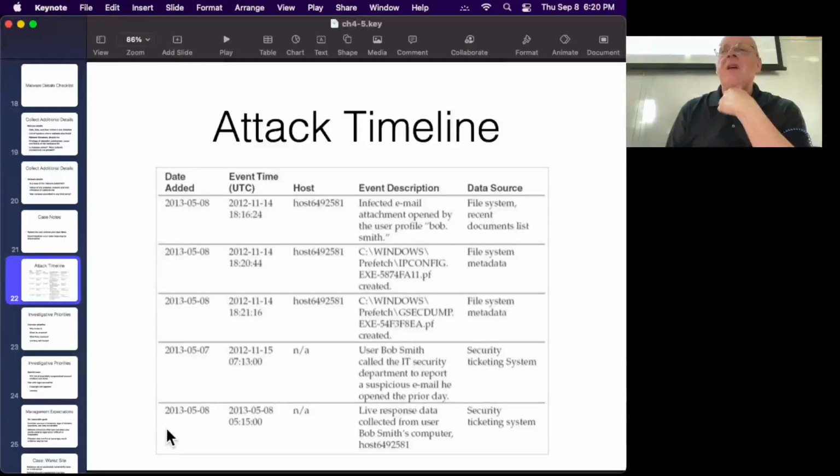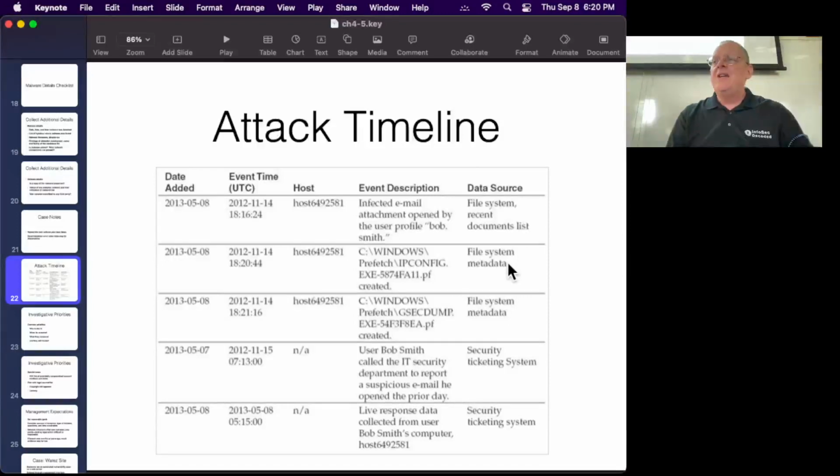So this event actually happened in November 2012, but they didn't detect it until the next year in May. In May is when they're adding all these events to the timeline. So here's where they decided it all started. Bob Smith opened an infected email attachment, and they found this from the file system and the recent documents list on his machine, which you can find from a forensic tool examining an image of a hard drive.